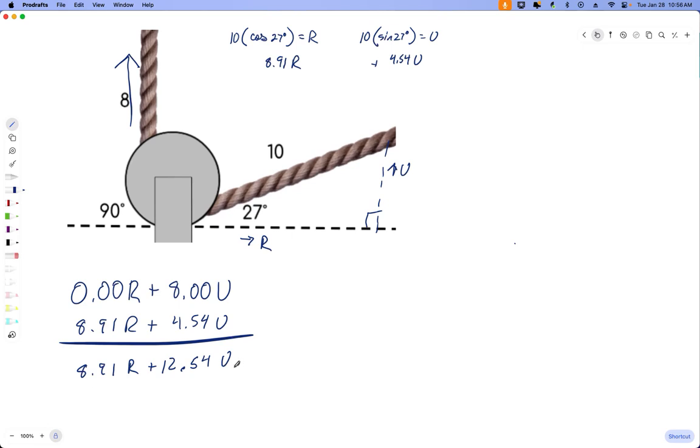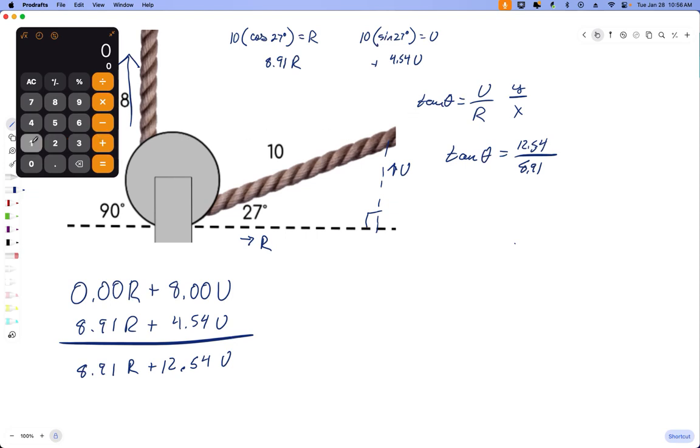Really, really easy. We'll find our degree of measure by again doing the U over R, right? The tan of theta is going to be U over R. U is the Y, it's Y over X. Think of it like that. That's what it's always going to be. So our tan of theta is equal to 12.54 over 8.91.